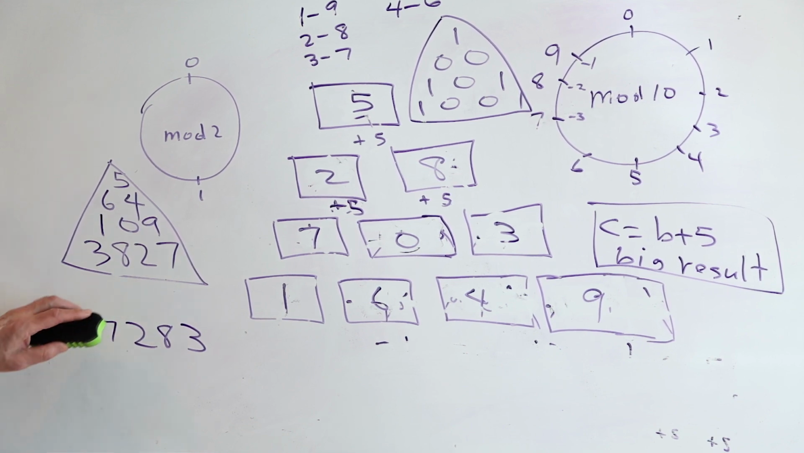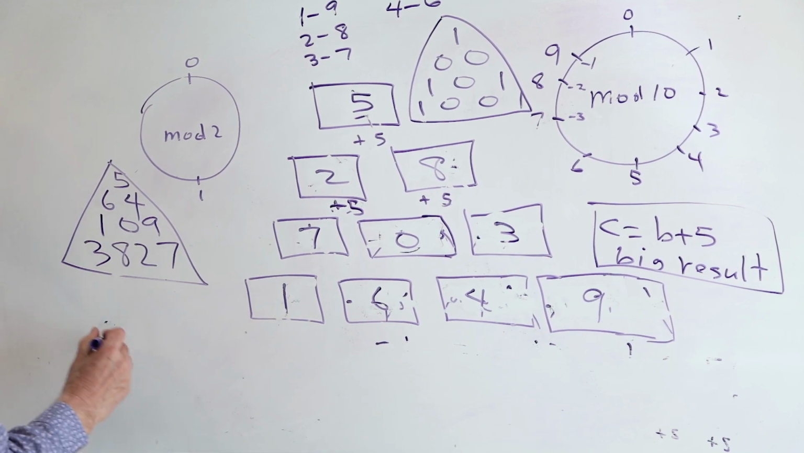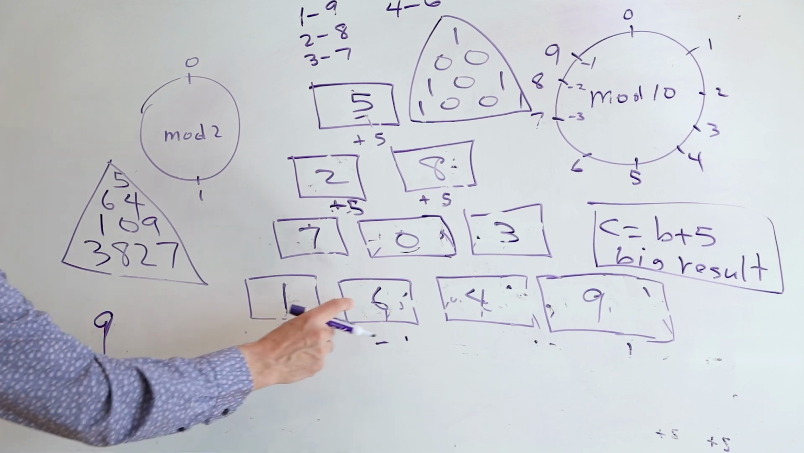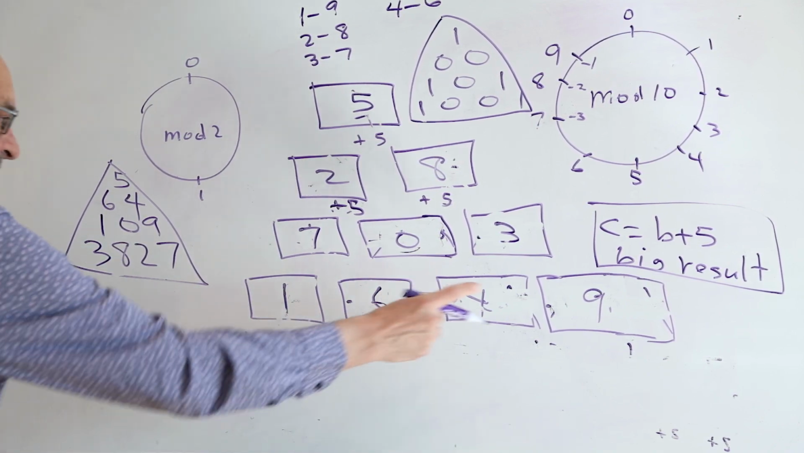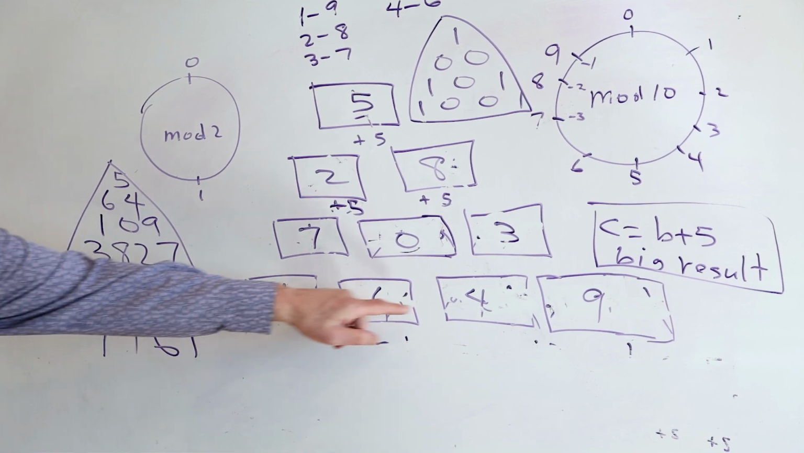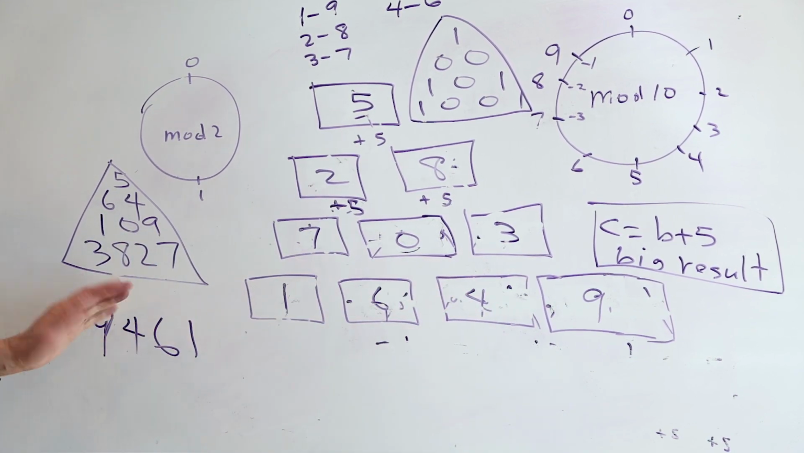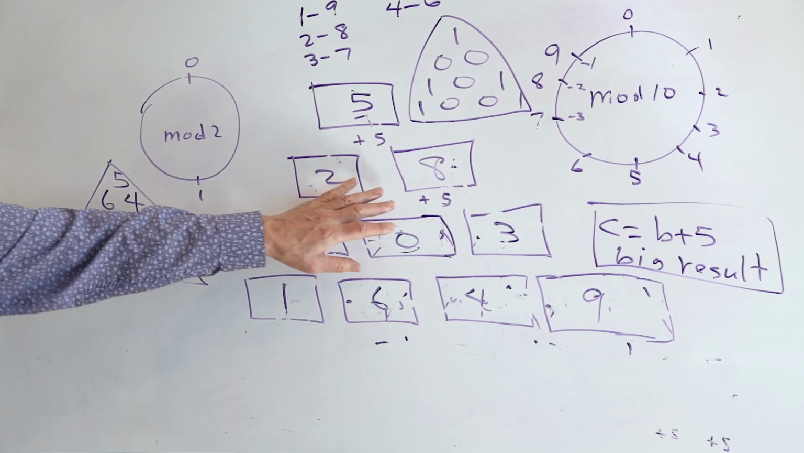Let's try timesing by 9. 9 times 1 is 9. 9 times 6 is 54. 9 times 4 is 36. 9 times 9 is 81. And again, we'll get a solution, but it's not a new solution. It's just this bottom row, its mirror image. So far we found 2 solutions. This one here and this one, the big one here. So we found 2 solutions.